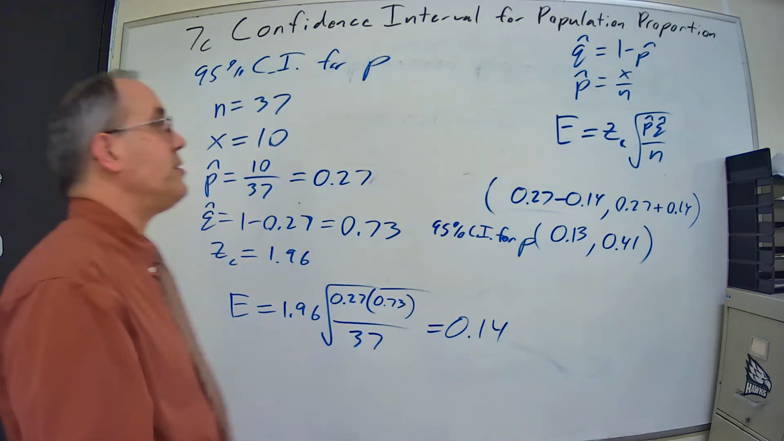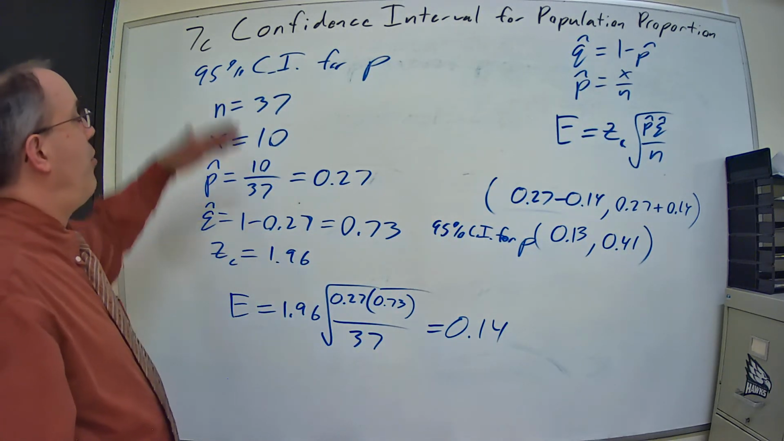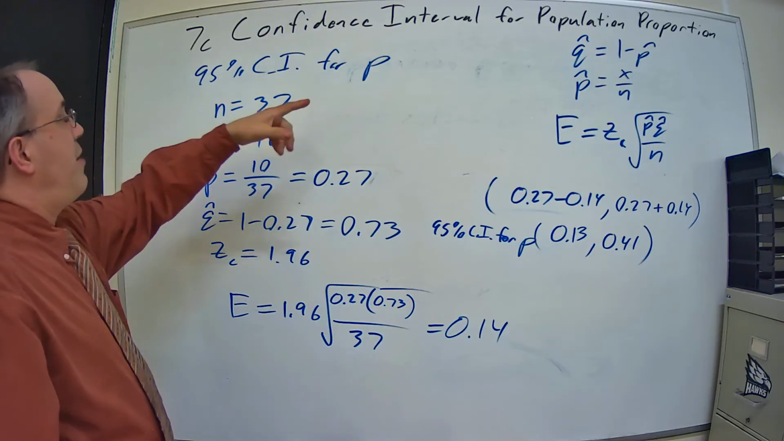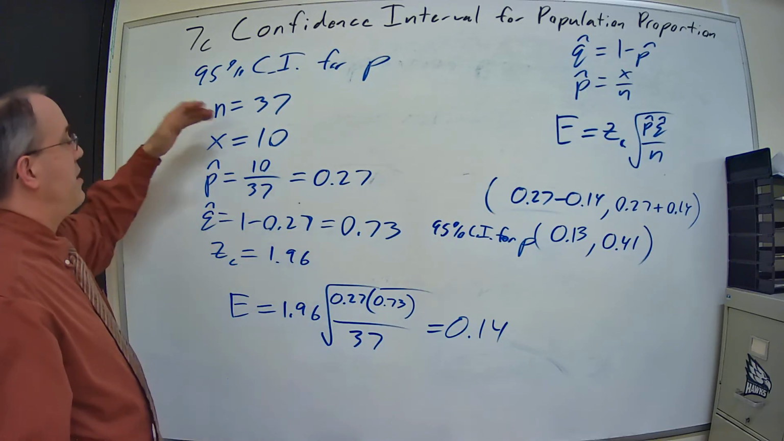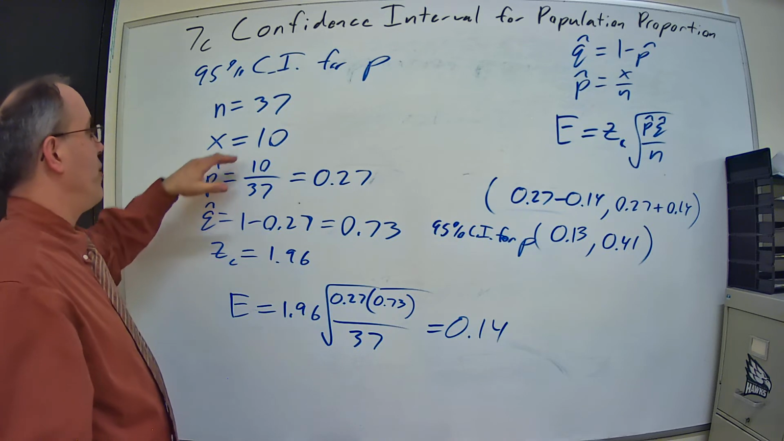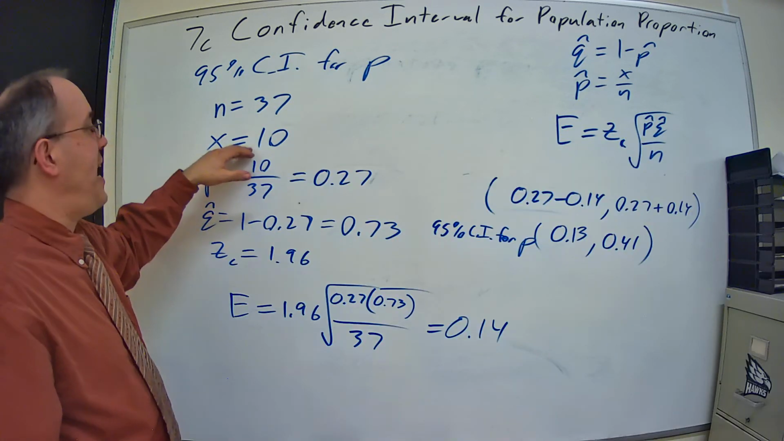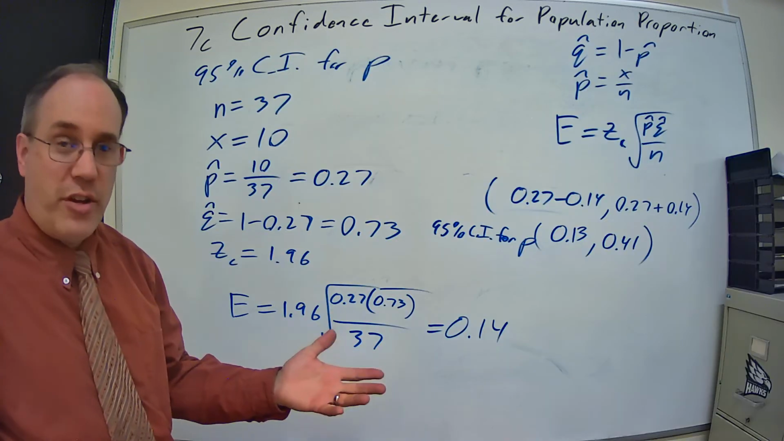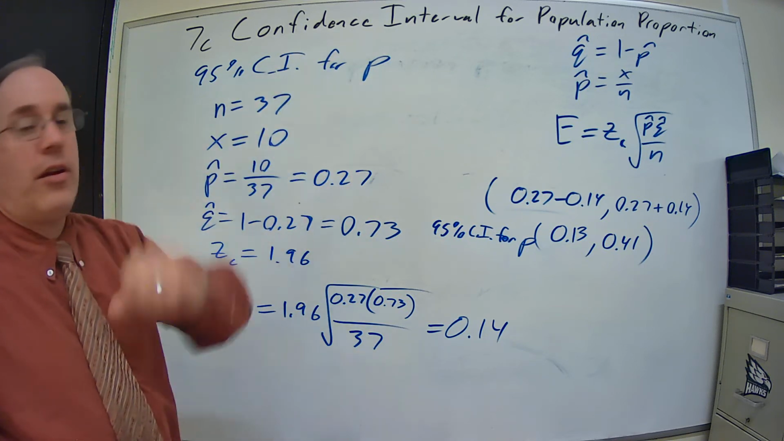So that's our process. We look through this, we pull the information out, 95% confidence interval for P, we look and see what the sample size is. Were we given the number of successes? In this case, 10 out of 37 people said such and such. That's X over N, giving us our P hat.